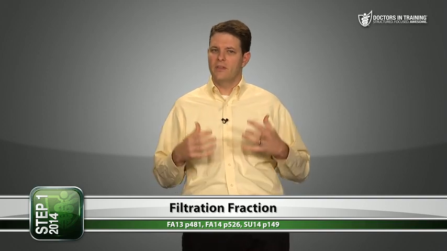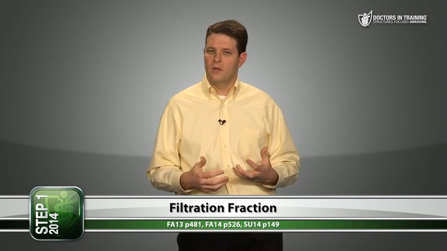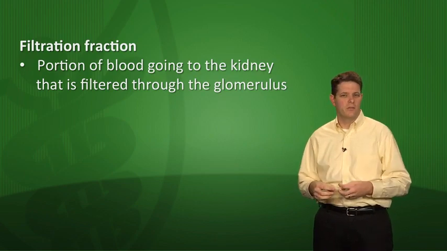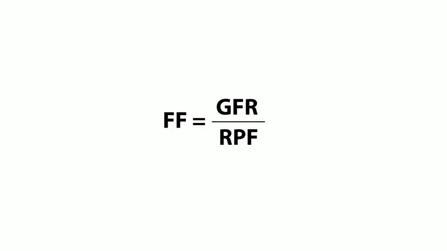Like I said, not everything that goes to the kidneys is filtered by the glomerulus. The filtration fraction is the portion of blood going to the kidney that's filtered through the glomerulus. So the equation for filtration fraction is GFR divided by the renal plasma flow rate. That's another equation you need to know: GFR over renal plasma flow.